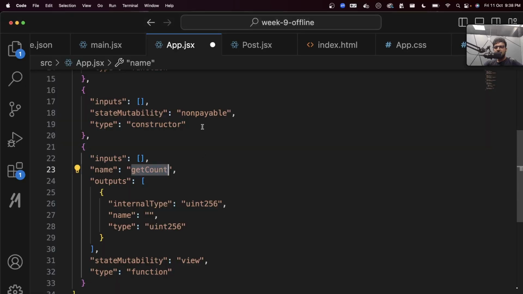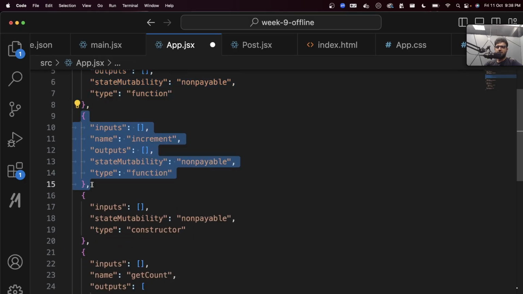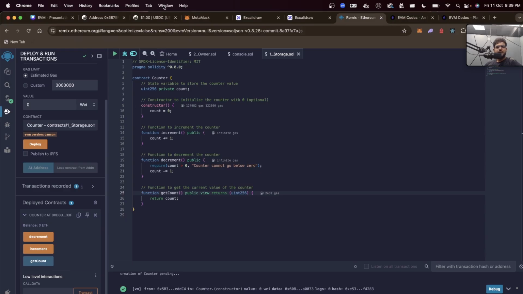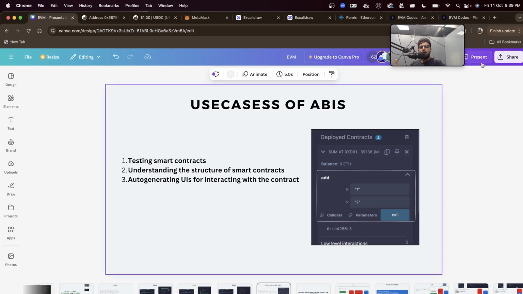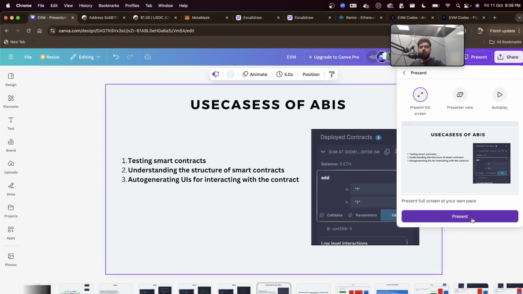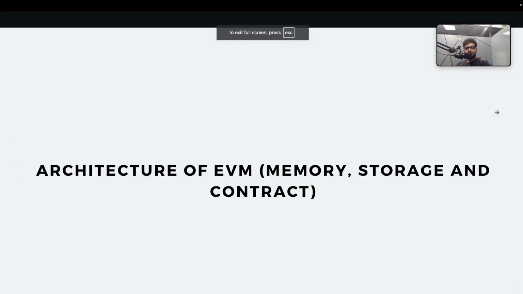It is just a very big JSON object that gives you the structure of your smart contract. This is one function over there, so on and so forth. Cool. That is what an application binary interface is. What is it? Application की जो binary है उसका interface क्या है? What does the interface look like? How can I talk to this smart contract? What functions exist in this smart contract? That is what an ABI is.